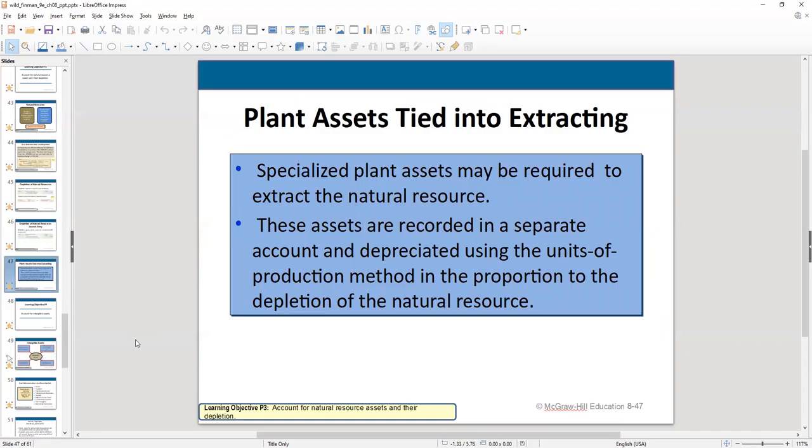Now, this slide basically says if you need other assets to get the ore out of the ground, they're going to be depreciated just like what we saw, because they consist of machinery, buildings, vehicles, that sort of thing. So they're going to be handled separately. They don't get included with the extraction of minerals.